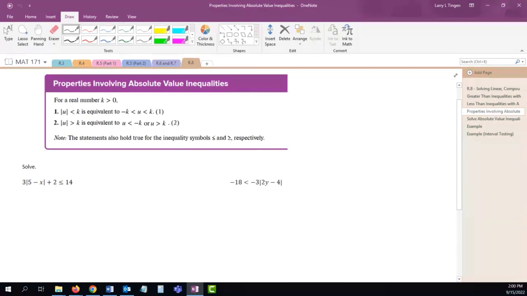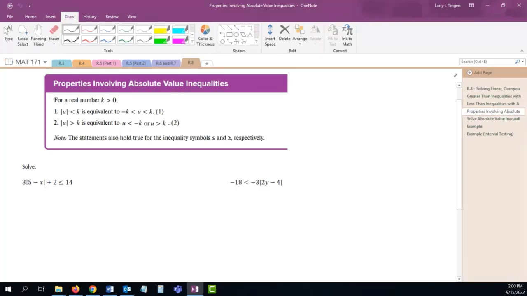You do have to switch when you do that, if you have to divide by a negative, which you do have to, yep. All right, so what do I have here? I'm told to solve, which means I need to get x by itself. Okay, I want to get x by itself.